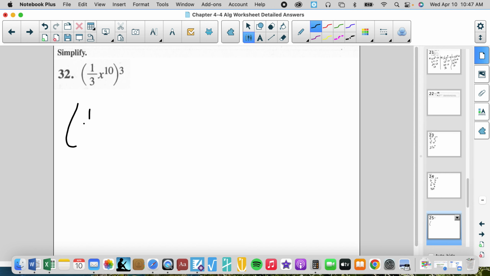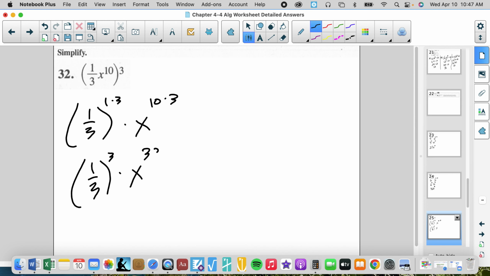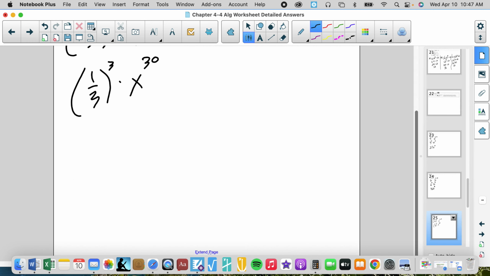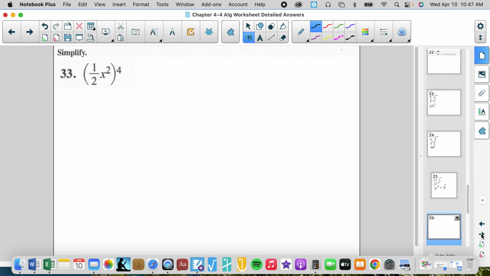This is going to be the quantity of 1/3 to the 1 times 3, x to the 10 times 3. I'm going to deal with that fraction as one term. I can do that math in my head. 1/3 to the 3rd is going to be 1/27th, x to the 30th. You could have written x to the 30th over 27 as an answer also. That's a high school answer.